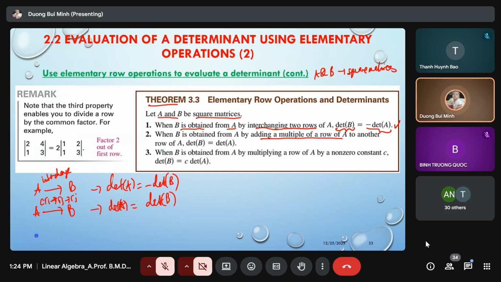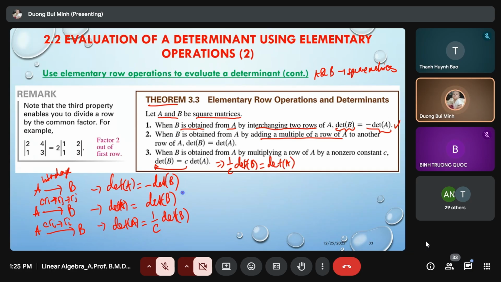Okay. And now if we have A, we would like to get B, and then we use scalar multiplication, C Ri relate to Ri. So we say the determinant of A equals 1 over C times the determinant of B. Or, if you move C over here, you get 1 over C determinant of B equals the determinant of A.